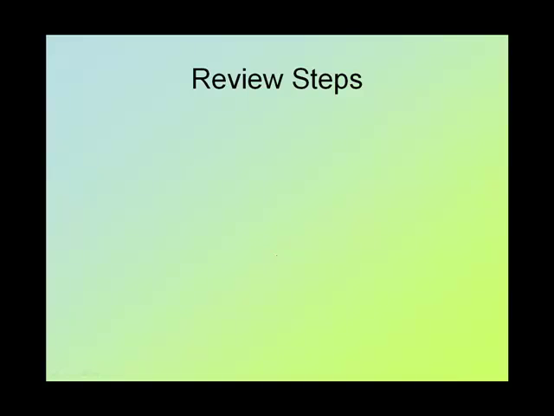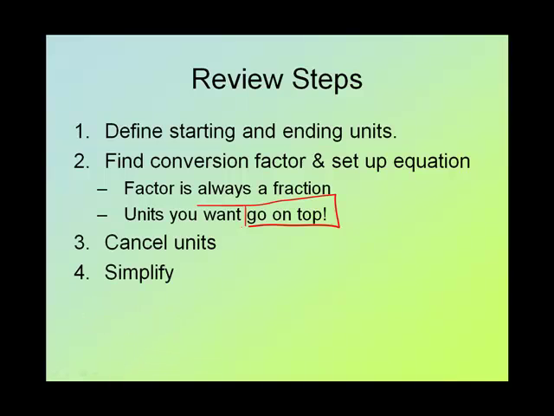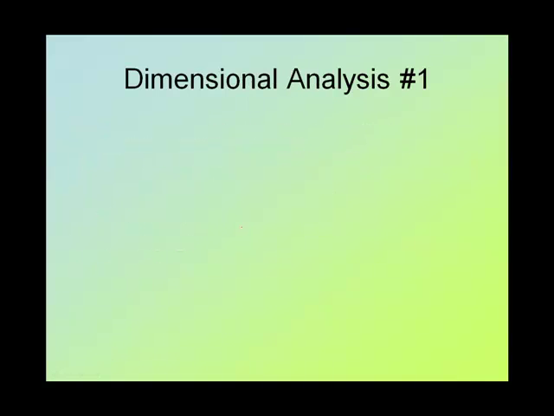Let's review the steps. First, you define your units that you're starting with and what you're ending up with. Second thing you need to figure out is a conversion factor, where you set it up in the equation where the factor is always given as a fraction. The units you are trying to solve for always go on top. You cancel units, you simplify by multiplying and then dividing, and you're done.